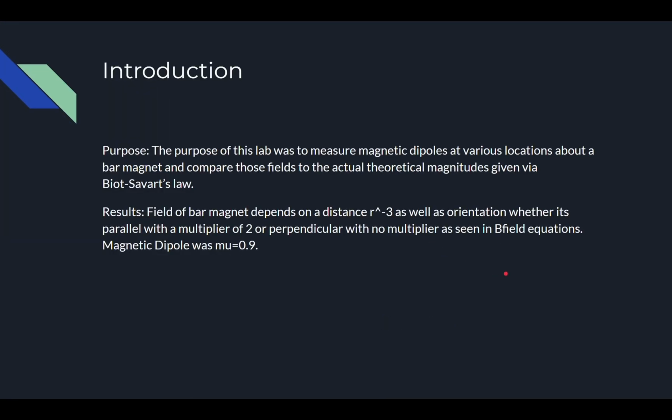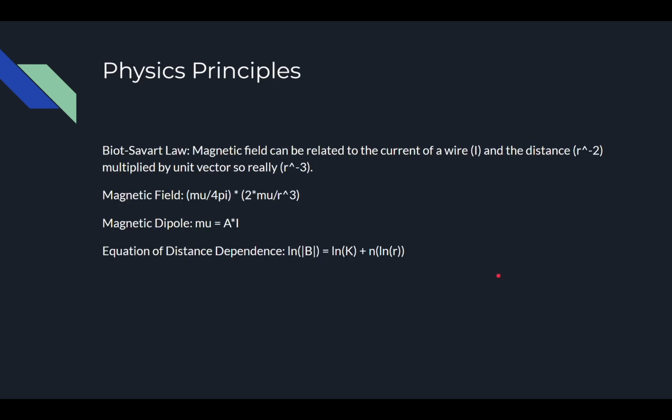The purpose of this lab was to measure the magnetic dipoles at various locations about a bar magnet and compare those fields to the actual theoretical magnitudes given via Biot-Savart's law, as well as compare it to the code. The result of this lab is that the field of the bar magnet depends on the distance r^-3, which makes sense from the equations, and whether it's parallel, there's a multiplier of 2, or no multiplier for perpendicular. And the magnetic dipole of the whole thing was 0.9.